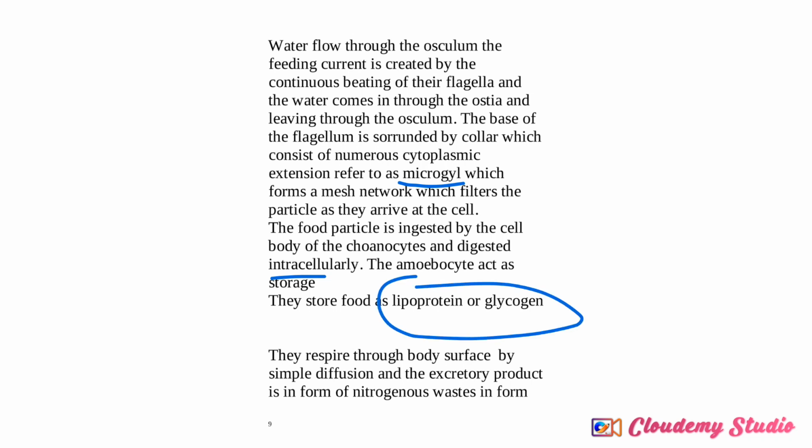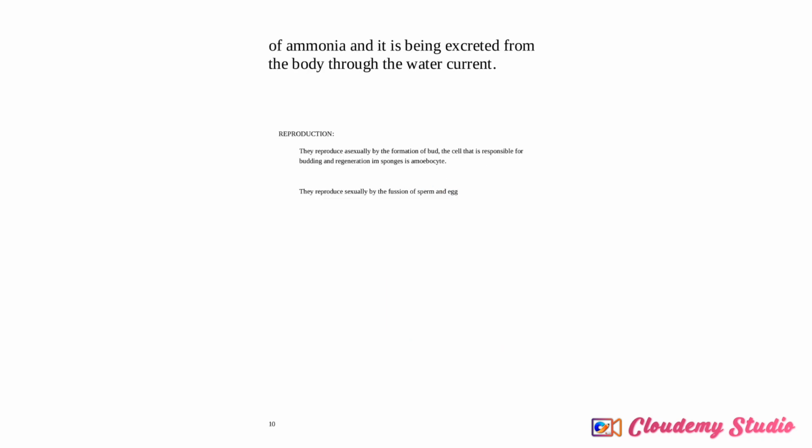Now, how do they respire? They do not have distinct organs for respiration and elimination of metabolic waste. Hence, the gaseous exchange and discharge of waste products is achieved by simple diffusion between individual cells and water flowing through the body. And they excrete nitrogenous waste in the form of ammonia. That is how they excrete.